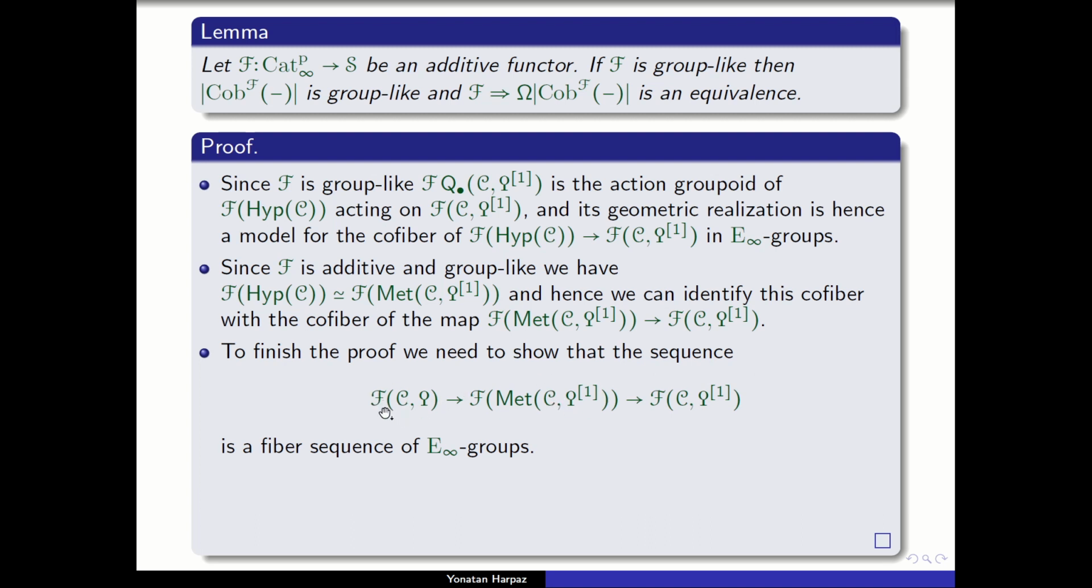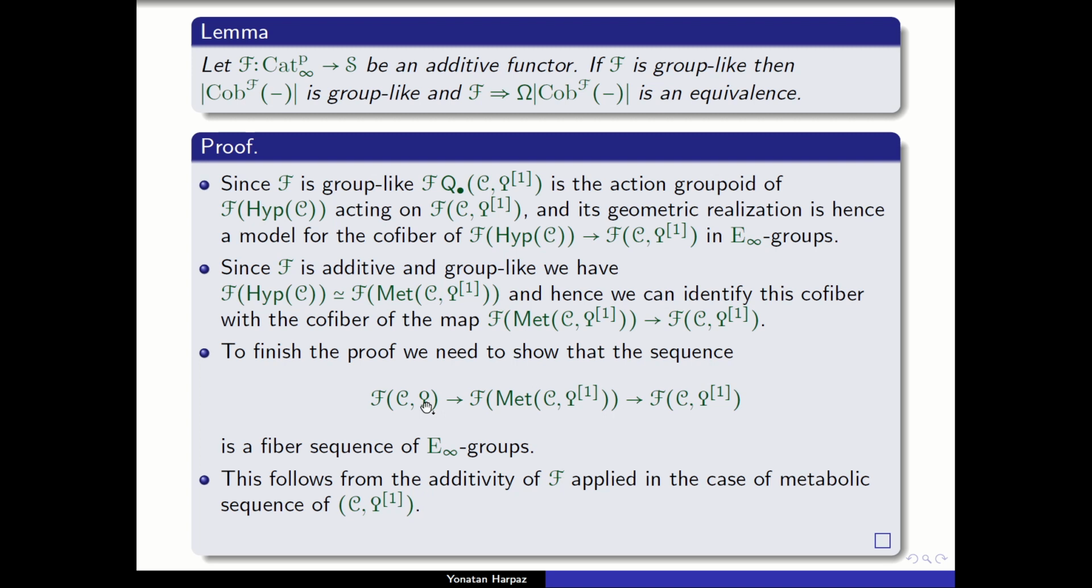So this would identify f with the fiber of this map and consequently with the loop of the cofiber. And one can check that this is the same identification that we were after here. And so this is just a consequence of F being additive, since the metabolic sequence of C-copper shifted is a split Poincaré-Verdier sequence.